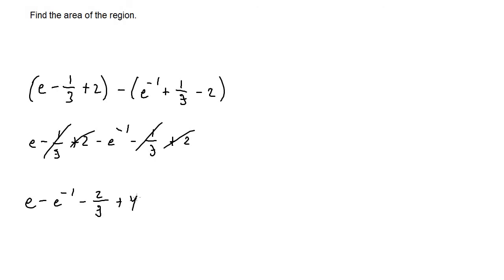So then to simplify, I can rewrite 4 as 12 over 3. So then we have e minus e to the negative first. I can also write that as 1 over e.